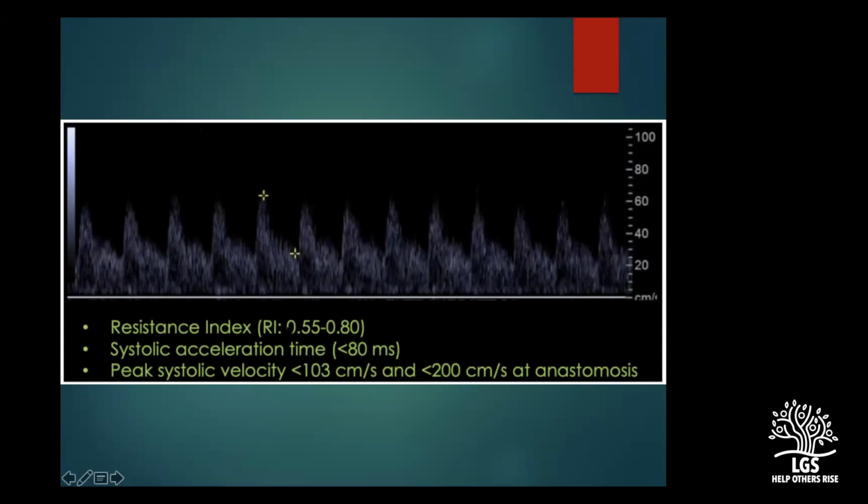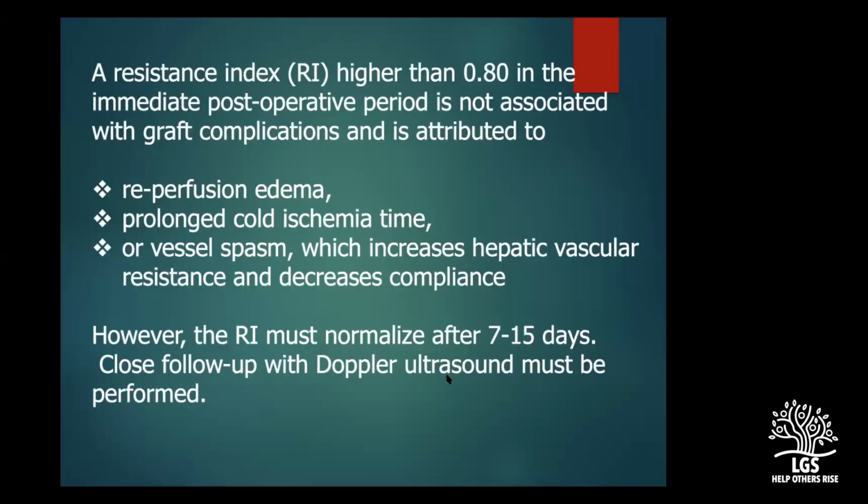If the RI is less than 0.55, that's when we would worry. If the peak systolic velocity is more than 200, that's when we would worry. This is a little bit about what happens if the RI is more than 0.8. It can be because of reperfusion edema, cold ischemia time, or vessel spasm. So we don't have to worry about it. Generally, RI will normalize after 7 to 15 days, and we just need to follow up with Doppler ultrasound.